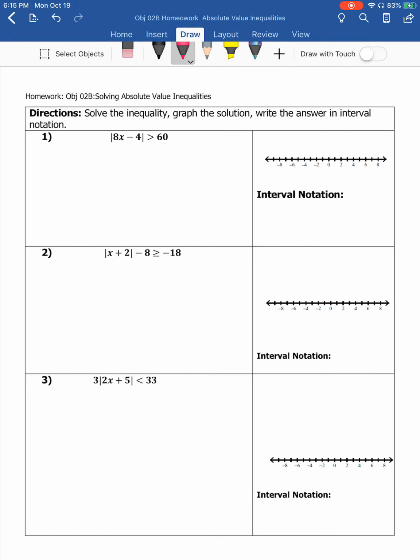Okay, I am going to go through and just do some of these homework problems. I'm going to go through them quickly, just extra for you, just to kind of explain. So I have 8x minus 4 is greater than 60. And then I have 8x minus 4.